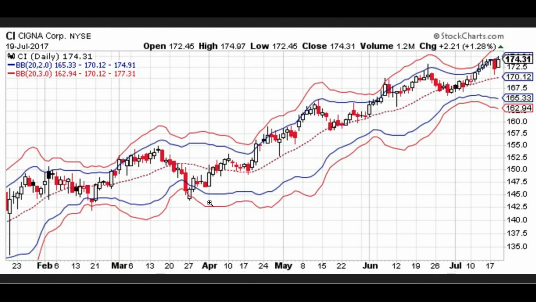Here's another example. This is Cigna, and if you had bought here when it reached the lower 2 standard deviation Bollinger Band, and then it went down a little bit, and if you had sold when it reached the upper 2 standard deviation Bollinger Band, you would have made a profit. Or you could have let it run, and it would have run and run all the way up to here if you had decided not to sell until it had reached the upper 3 standard deviation Bollinger Band, the wider one.